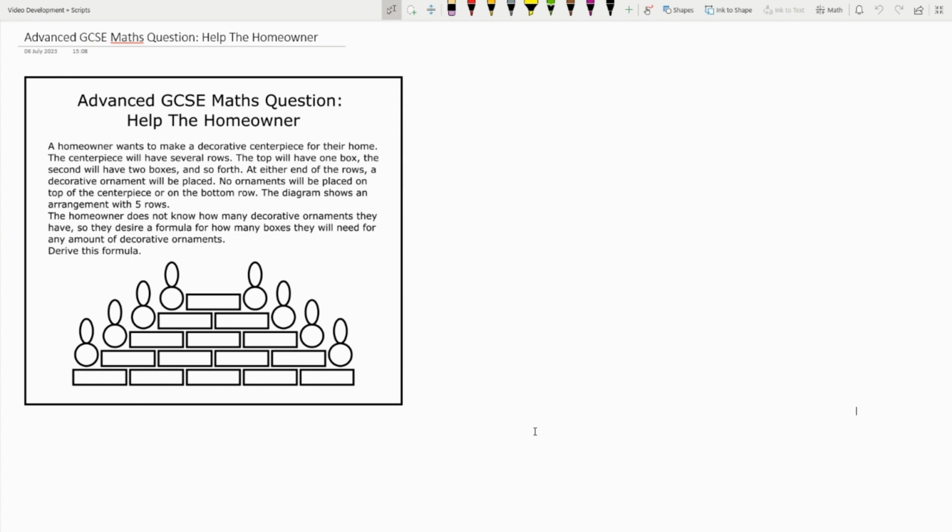The homeowner does not know how many decorative ornaments they have, so they desire a formula for how many boxes they will need for any amount of decorative ornaments. Derive this formula. Okay, so the way I would start this question is first by drawing a table.